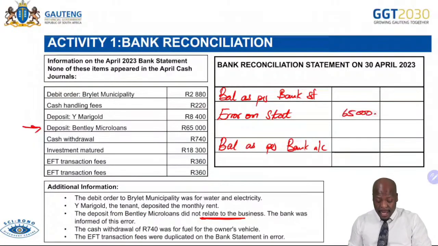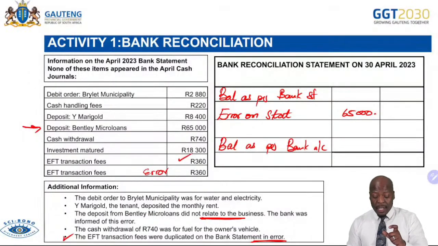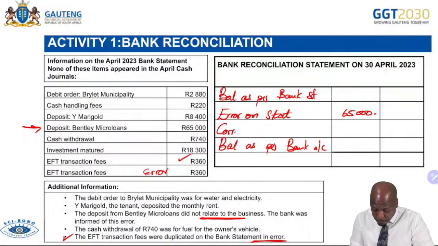And then the other error that we spoke about was the EFT transaction fees. If you still remember, the EFT transaction fees were duplicated on the bank statement in error. Duplicated simply means they were recorded twice instead of only once. So if they were duplicated, that simply means they debited our account in error. Okay, the first one was correct, but the second one was an error. So the moment there is an error, which is a debit, we're going to come here again, then say correction of error.